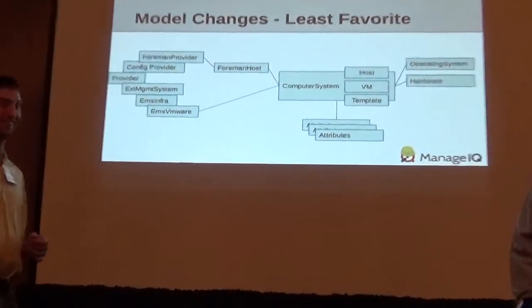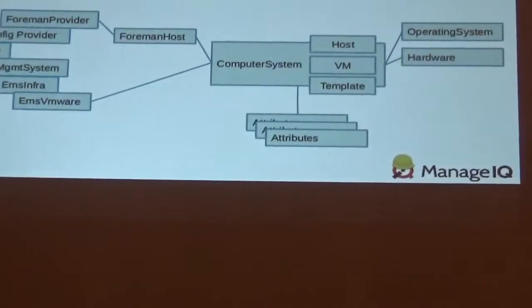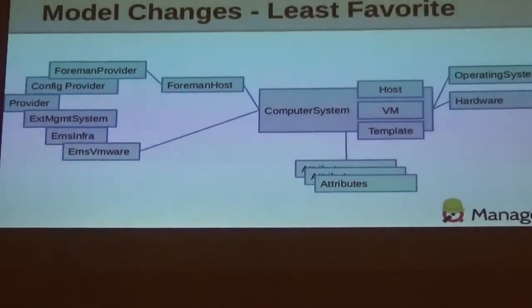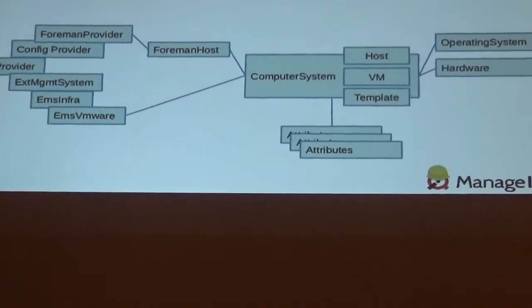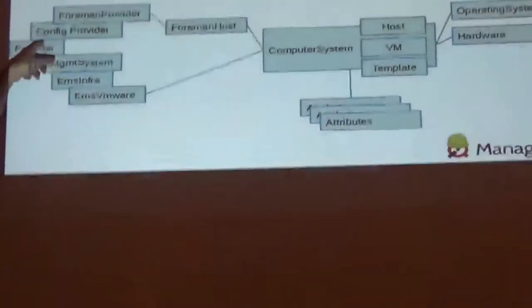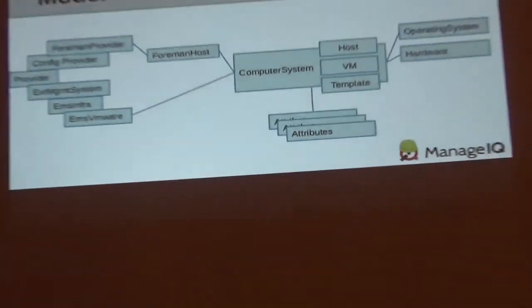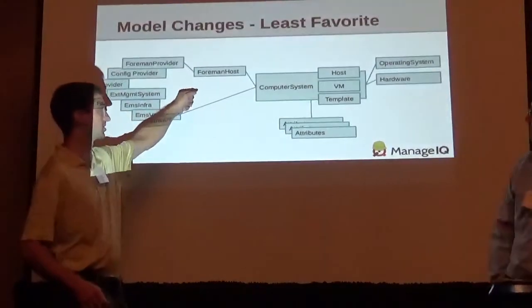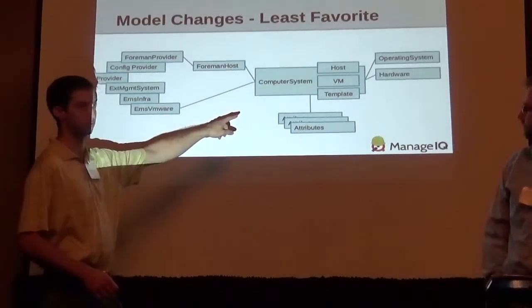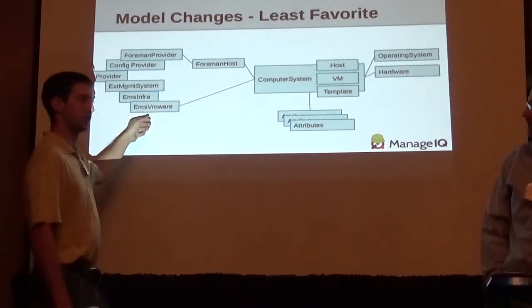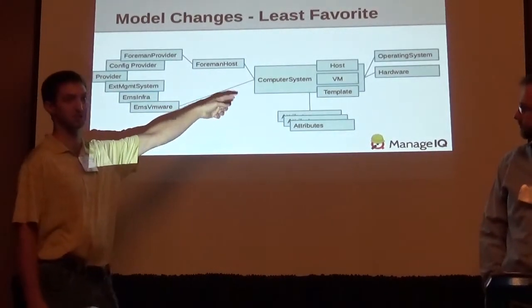So we create a provider class with ExtManagementSystem, which comes up because there's a lot of logic in there right now that's completely around virtual and cloud infrastructure that has nothing to do with other systems like Foreman. And there's also subclass configuration providers, of which Foreman would be one. And add a Foreman host for every host that it discovers, and tie that to a computer system. And then take all of our current hosts and VMs or templates and refactor that into computer system and subclass there.